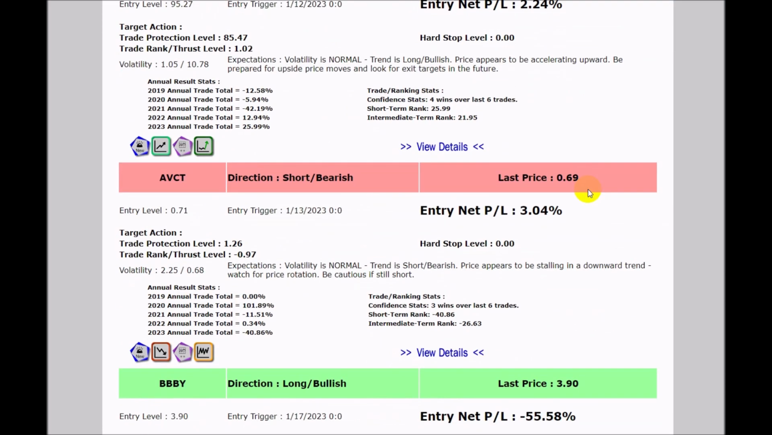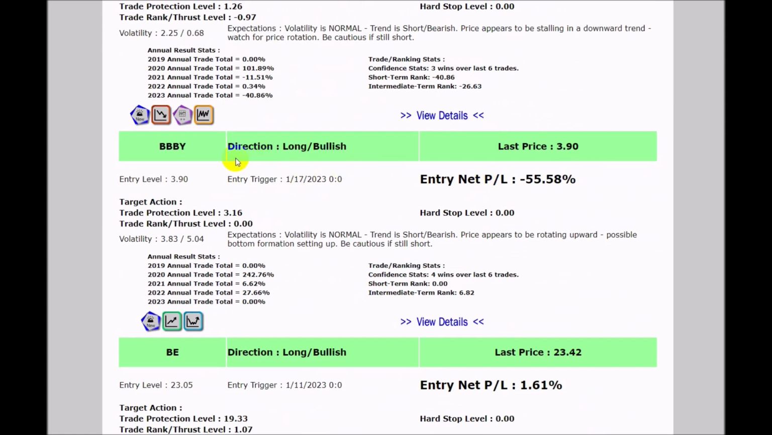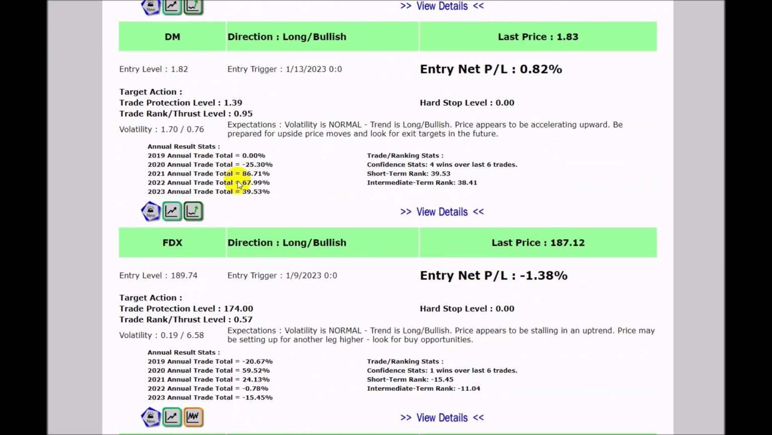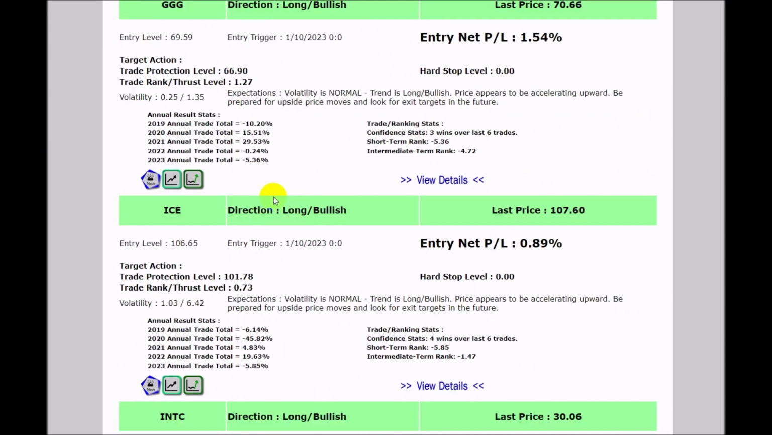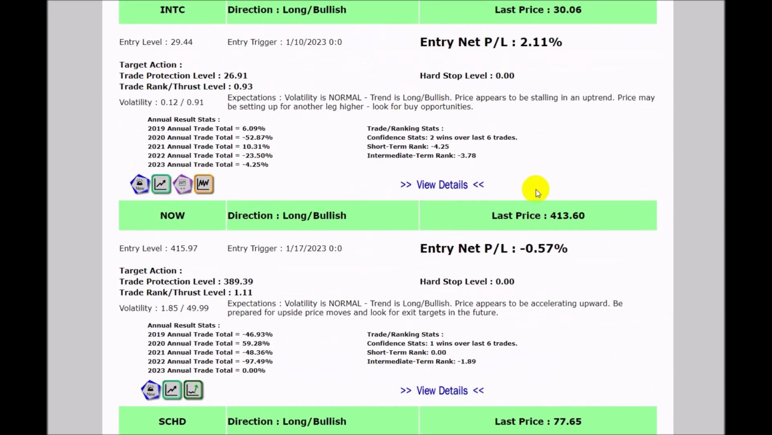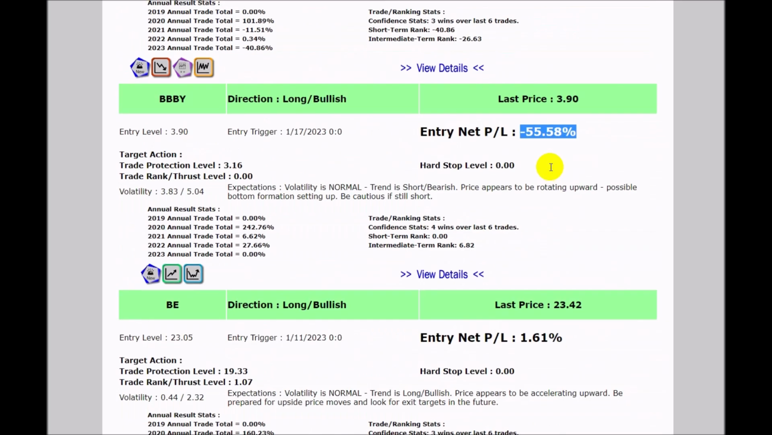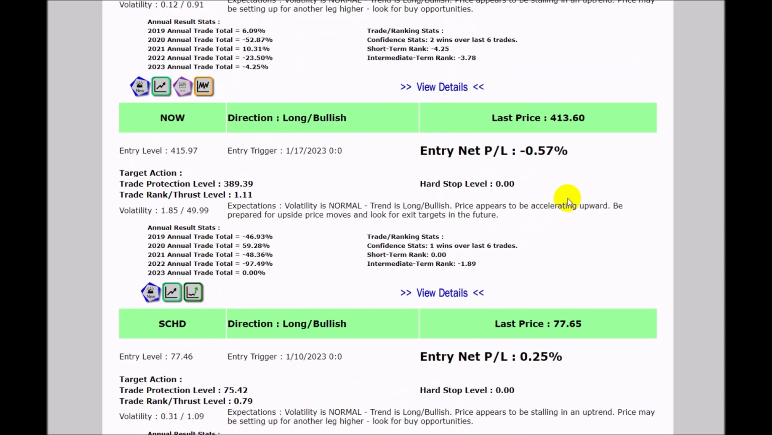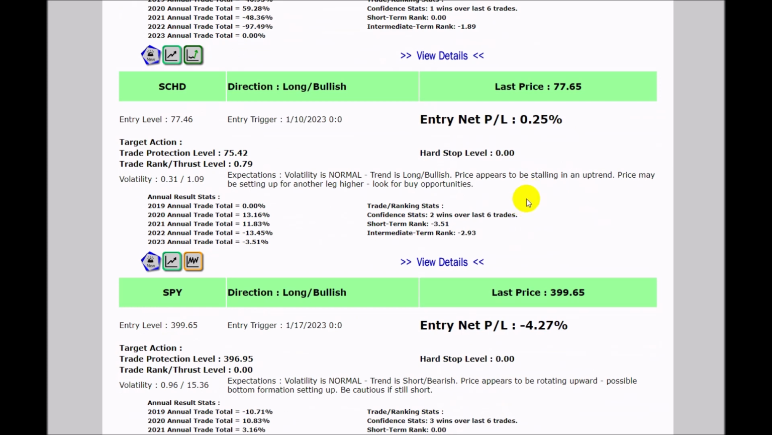So you can see here as we scroll down the list, here's BBBY. Got in at 390. It is currently at 390. This is calculating wrong. BE, DM, FDX, GGG. You can see some of these results. Obviously, this one, I'll have to check on this. But if we got in at 390 and it's currently at 390, it's certainly not down 55%. The long and short of it, ladies and gentlemen, there's just hundreds of trade triggers out here for you to look at.